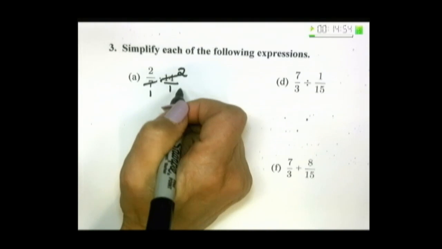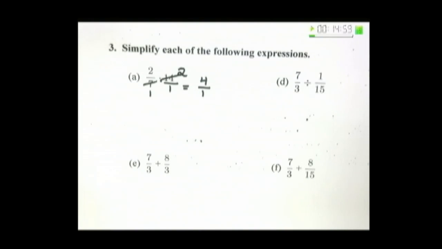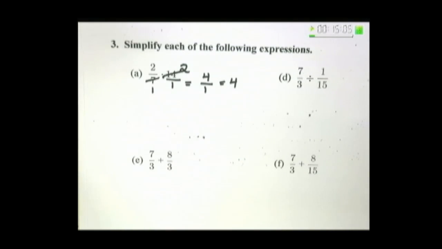So now when we multiply across, we get 4 over 1. We don't need the 1 in the denominator because the question really is how many 1s are in 4? 4. 4 divided by 1 is still 4.